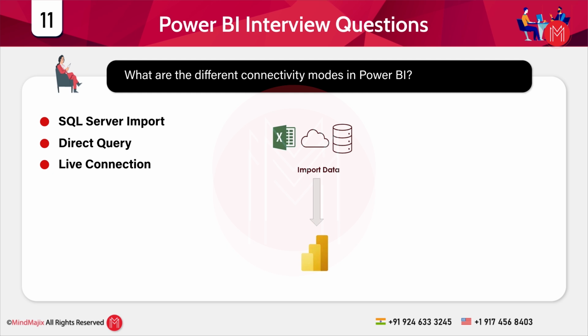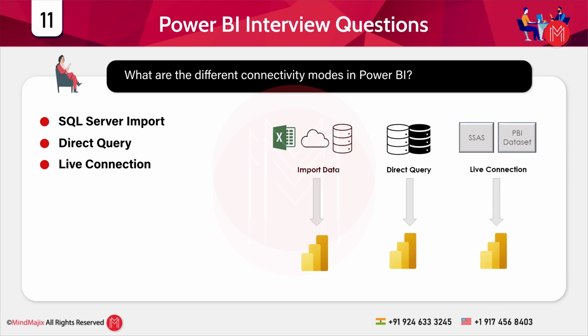The next connectivity mode is DirectQuery. The DirectQuery connection is available when we connect to a particular data source, and in this type of connectivity, Power BI will only save the metadata and not the actual data. The third option is the live connection. This type of connectivity does not store the data in the Power BI model. All interactions with the report through the live connection query the available Analysis Services models.